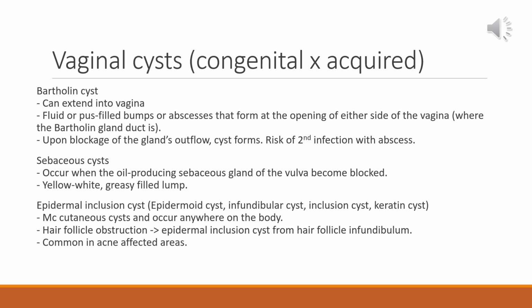Keep in mind, Bartholin cysts and sebaceous cysts are more vulval cysts than vaginal cysts, but I thought about including them here as well. Bartholin cysts you should already remember. Sebaceous cysts are those cysts that can occur anywhere on the body where there are sebaceous glands. Again, it is a retention cyst. There is some obstruction and then some cyst with the fluids of the gland.